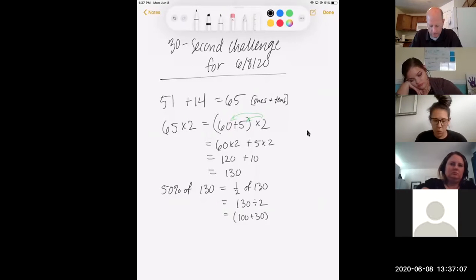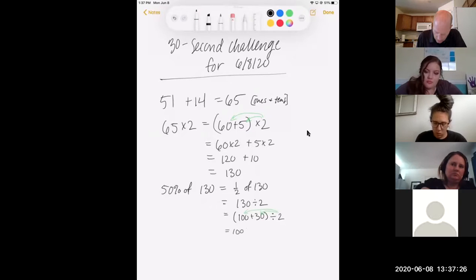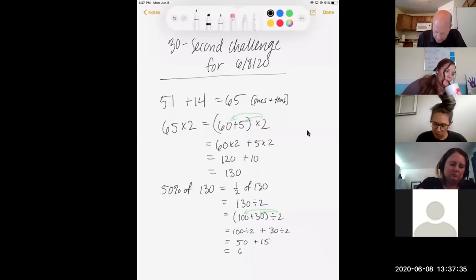Just like with that multiplication problem, we're going to use easier numbers to divide by. You can distribute the divide by 2 over addition from the back. So you can't do it from the front, but with multiplication you could do front or back. And we take 100 divided by 2 and add that to 30 divided by 2. Make things easier. 50 and 15 makes 65.